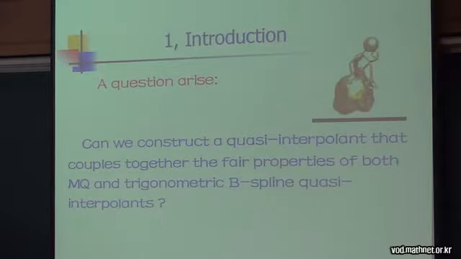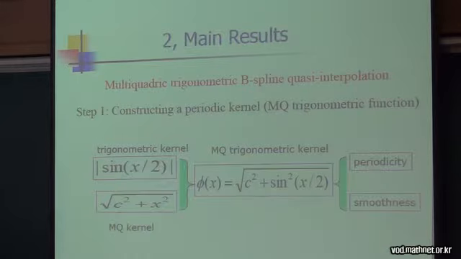Then, based on the above discussion, a question arises: can we construct a quasi-interpolant that combines the good properties of both MQ and trigonometric B-spline quasi-interpolants? Of course, the answer is yes. Now let's show how to construct such a quasi-interpolant. This is the second part of our talk.